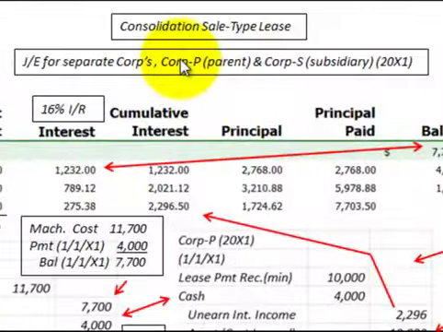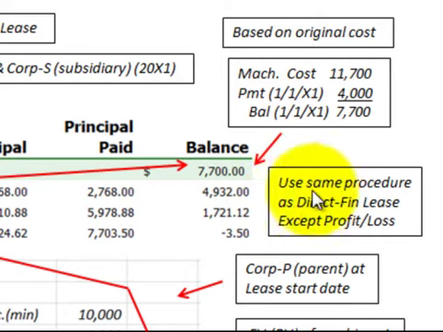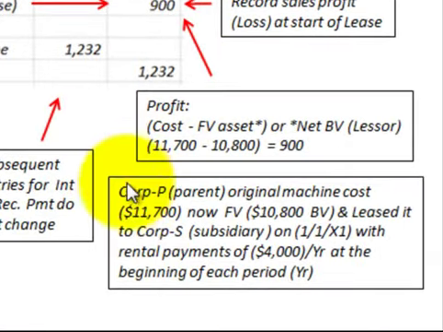Okay, here we're going to be looking at a consolidation for a sales type lease between a subsidiary corporation S and a parent corporation P. We're going to be looking at the journal entries that we record at the inception of this lease. I'm going to use the same procedure as a direct financing lease, except there's going to be a profit or loss involved when using the sales type lease. So let's look at our example.